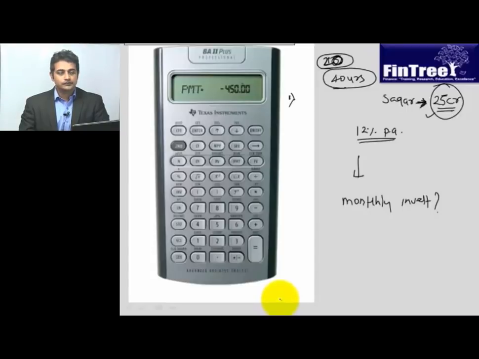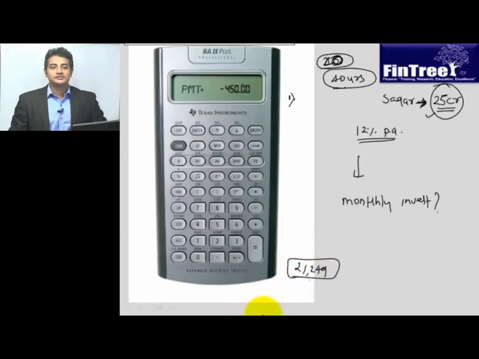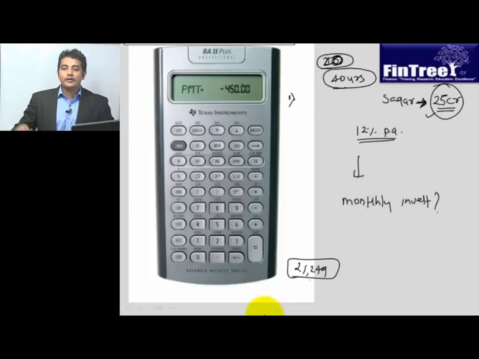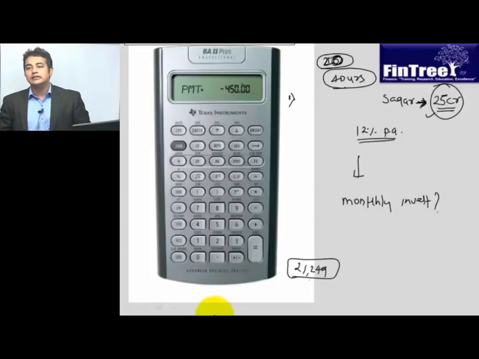2125 rupees every month. 21,249. How much, Anuja? Ashish? Okay. How many of you are getting this answer? 21,249. Dhriti? Dhanraj? Swapnil?